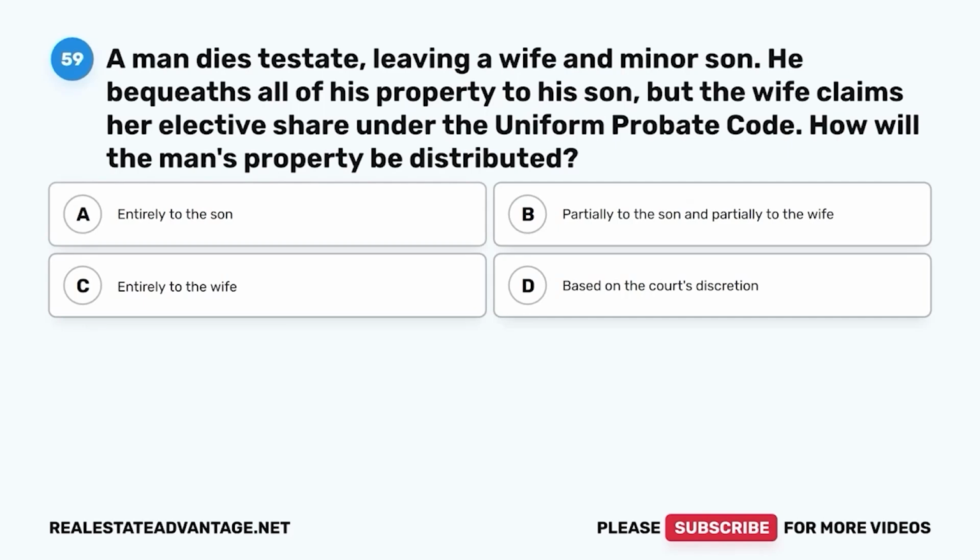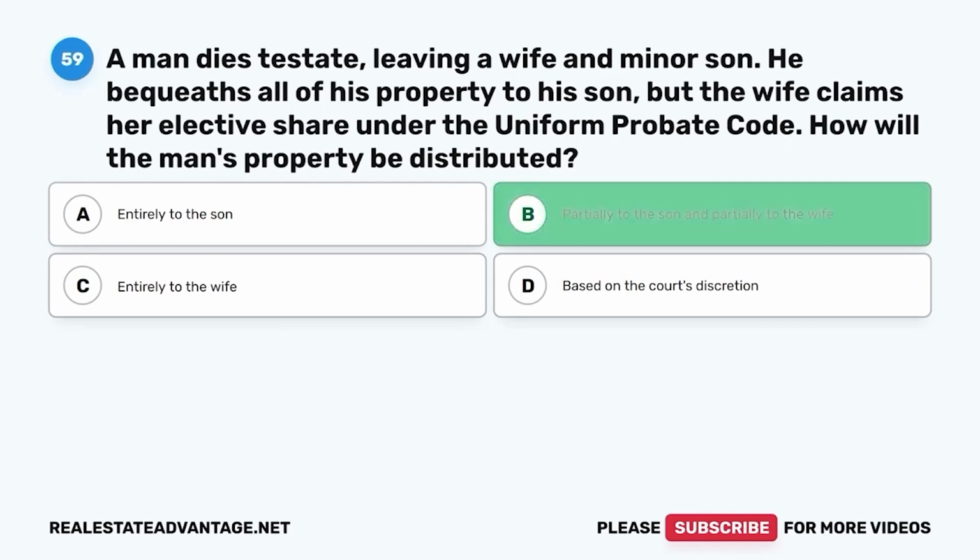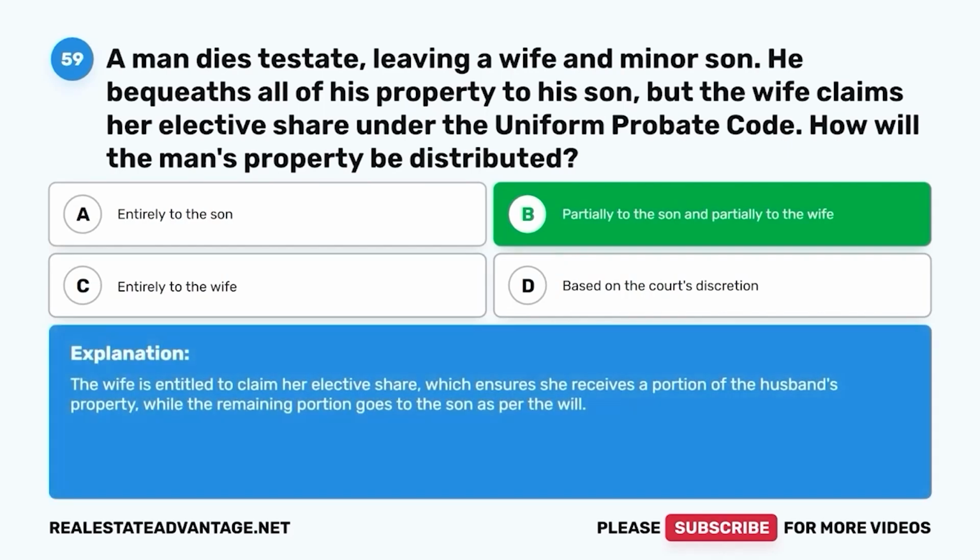How will the man's property be distributed? A. Entirely to the son. B. Partially to the son and partially to the wife. C. Entirely to the wife. D. Based on the court's discretion. The correct answer is B. Partially to the son and partially to the wife. The wife is entitled to claim her elective share, which ensures she receives a portion of the husband's property, while the remaining portion goes to the son, as per the will.